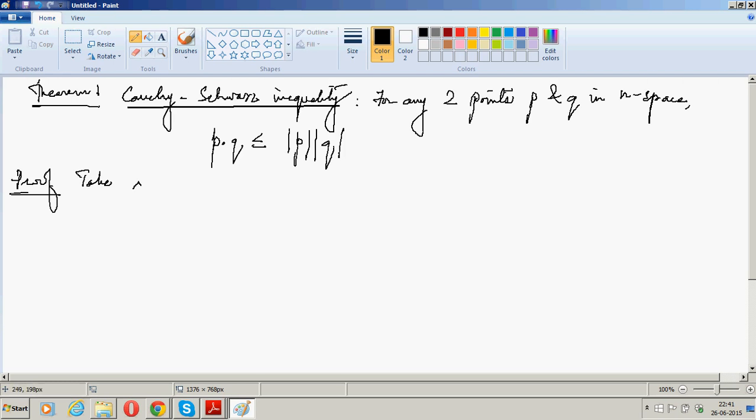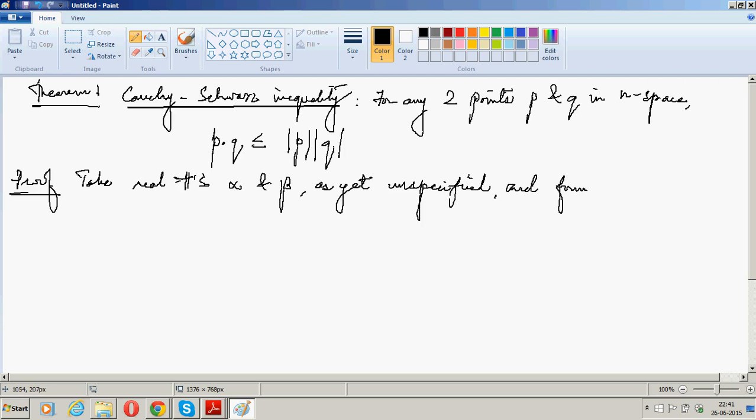Take real numbers alpha and beta as yet unspecified, and form the point Q equal to alpha P minus beta Q.